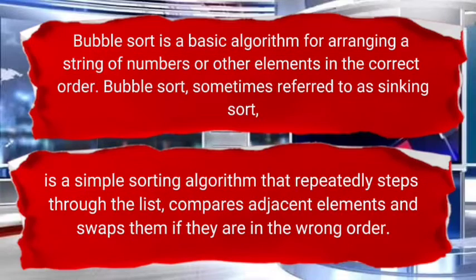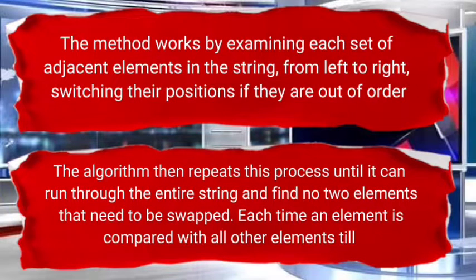Bubble sort is a basic algorithm for arranging a string of numbers or other elements in the correct order. Bubble sort, sometimes referred to as sinking sort, is a simple sorting algorithm that repeatedly steps through the list, compares adjacent elements, and swaps them if they are in the wrong order. The method works by examining each set of adjacent elements in the string, from left to right, switching their positions if they are out of order.